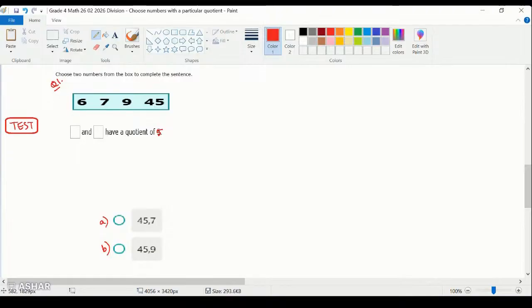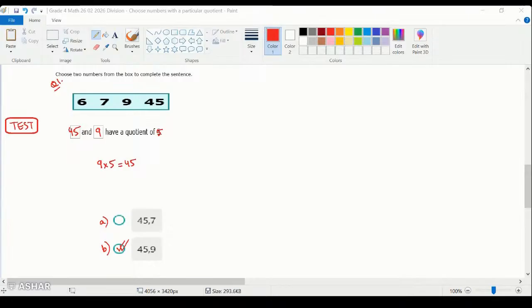9 and 45. 45 and 9 have a quotient of 5, because we know that 9 times 5 is 45. Thank you, everyone. Okay, I'll click on this option.